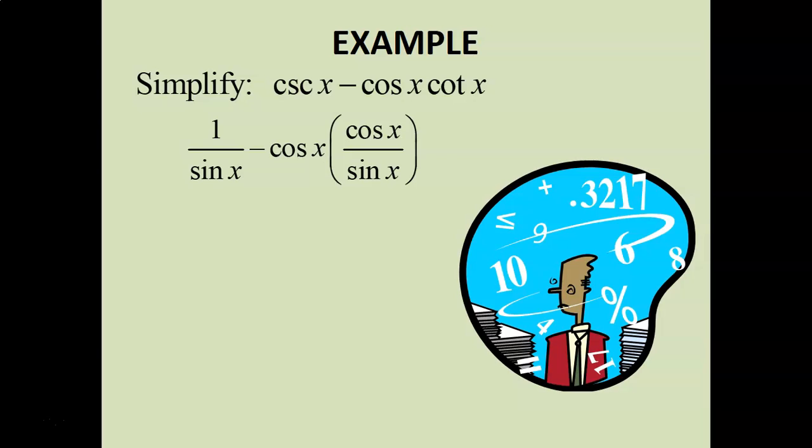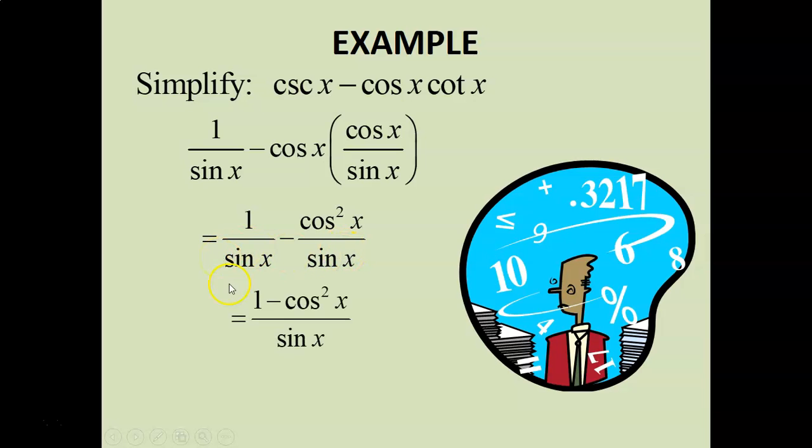You would multiply these two items first, before you subtract, because of our order of operations rules. So we'll say cosine times cosine, which gives us cosine squared. And look, we have common denominators, so we'll combine those into one fraction: 1 minus cosine squared over sine.